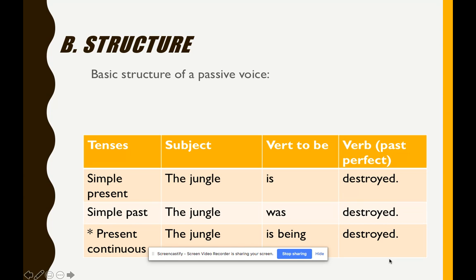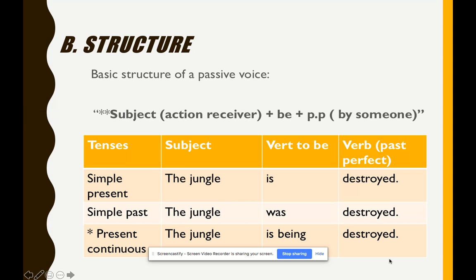So the basic structure of passive voice has three components. First, of course, you should start with the action receiver being the subject. And then the following two things are the most important, okay? It has to be a verb to be, followed by a PP, a past participle. Sometimes you can have by someone, but that's not compulsory. So let's look at the table.